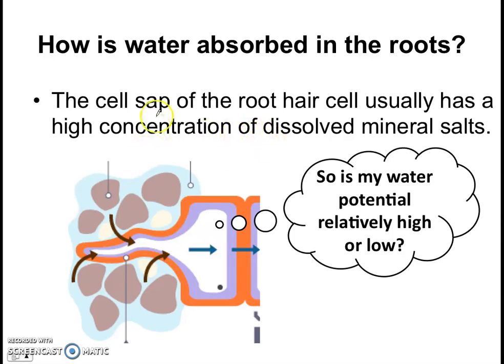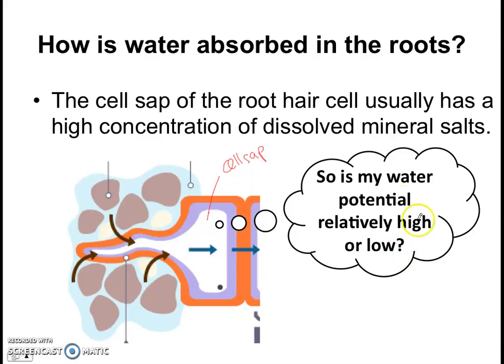Well, the starting point is that the cell sap of the root hair cell usually has a very high concentration of dissolved mineral salts, because cells need those mineral salts to survive. So the cell sap, which is the fluid inside the vacuole of the root hair cell. So here's the cell sap inside the root hair cell, inside the vacuole. The cell sap of the root hair cell usually has a high concentration of dissolved mineral salts. So a lot of dissolved substances.